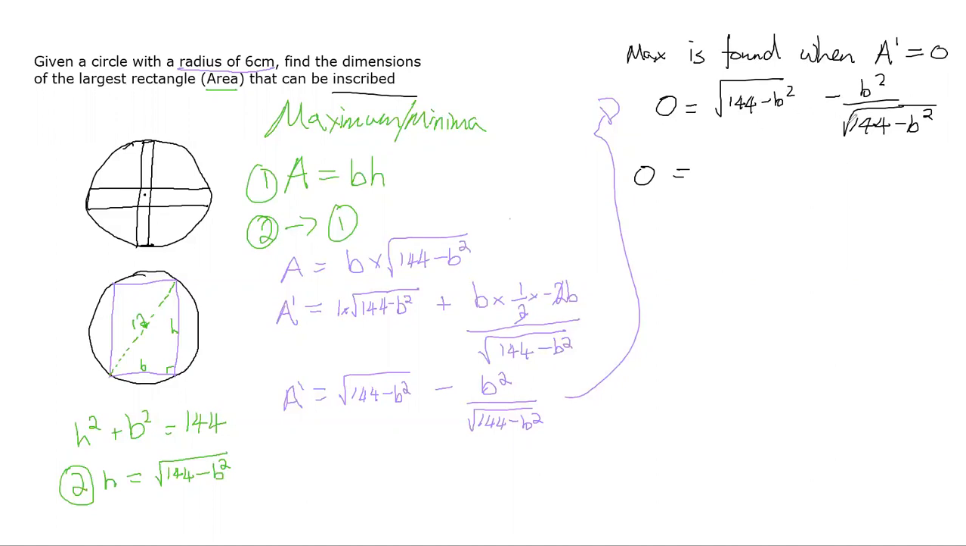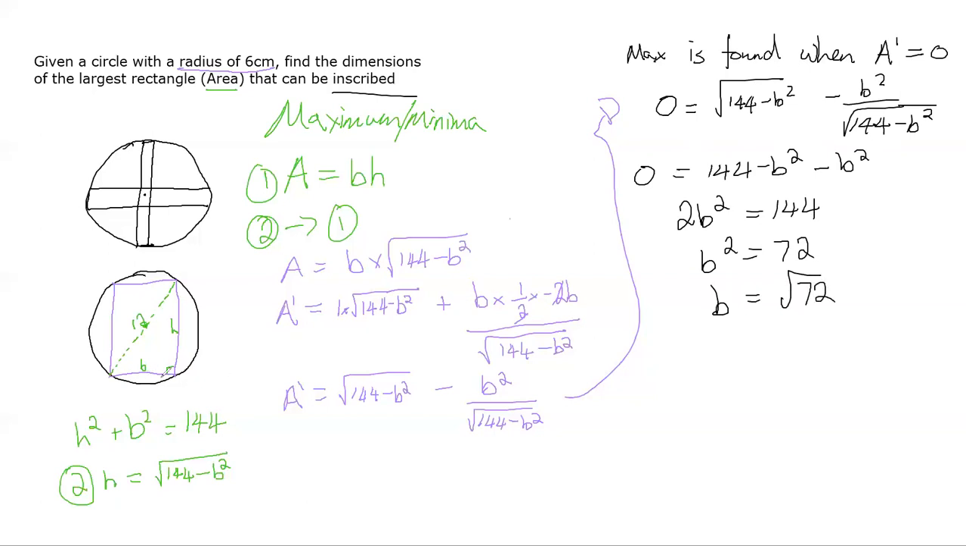What if I times this by the denominator? Well, they're the same thing, so I'm just going to get this thing squared. If I square this, what happens to the square root? It'll disappear. So I'm going to get 144 minus b squared. And if I times this by the denominator it will cancel with what I times by, so I'll just get minus b squared. As a result, I have a very simple equation with one variable. So I'm going to collect the like terms and move it to the left. I'll get 2b squared equals 144, b squared equals 72, and b equals root 72. So now we know the length of the base that would give us the maximum area of the rectangle.